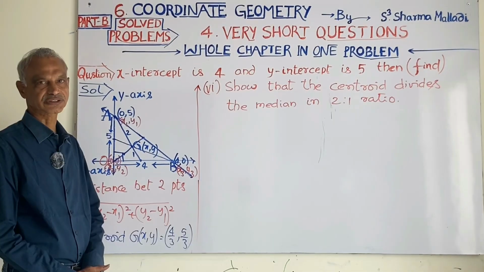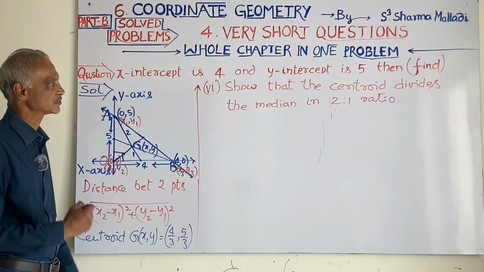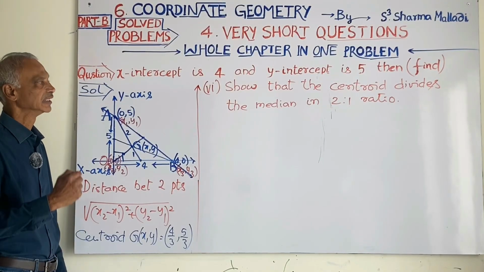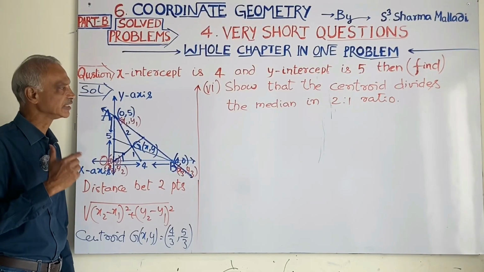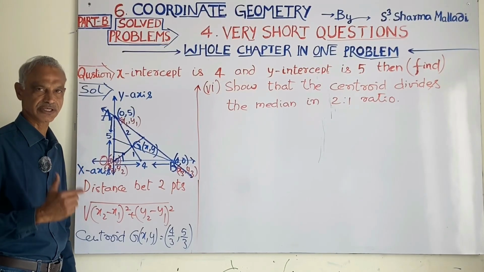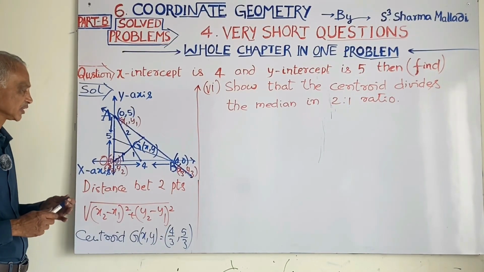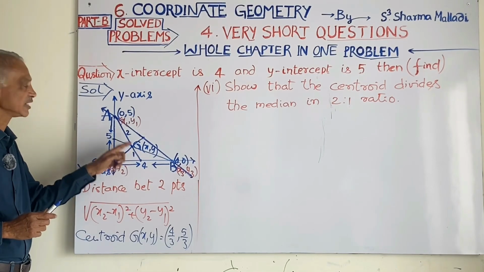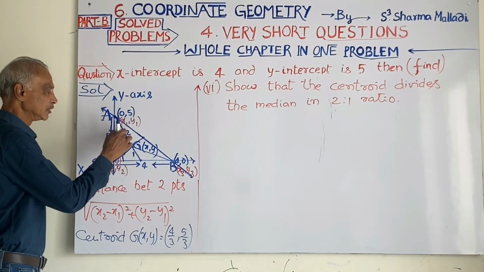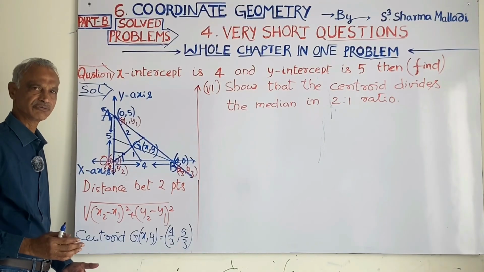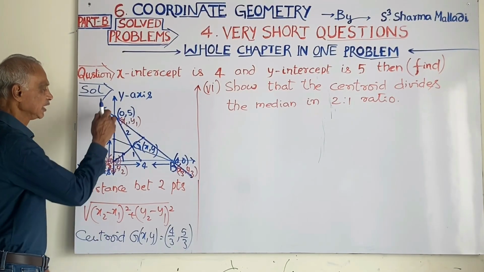Next, sixth problem. X-intercept is 4 and y-intercept is 5. Then show that the centroid divides the median in 2:1 ratio. Already we know the centroid is 4 by 3 and 5 by 3. This centroid divides the median into 2:1 ratio. Just you have to find the distance between 2 points.